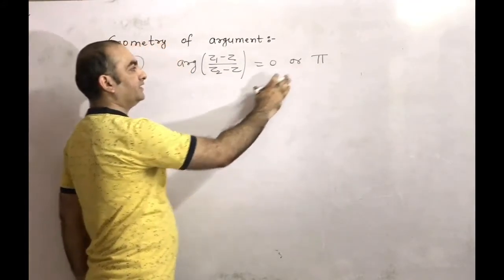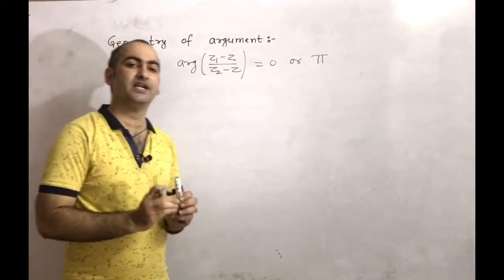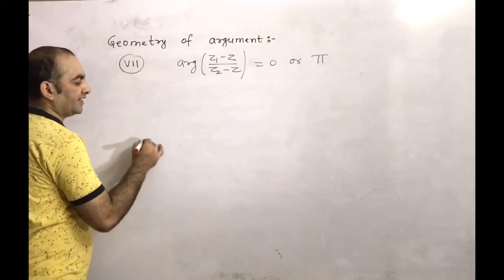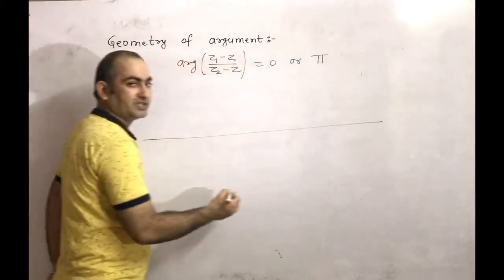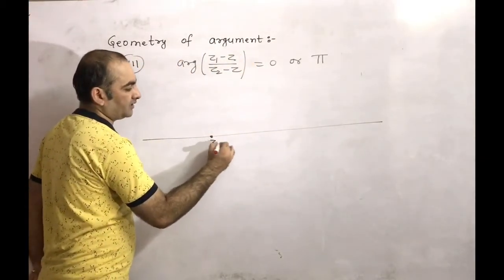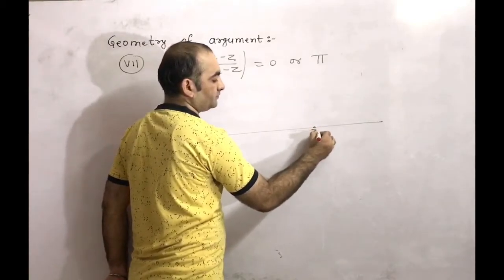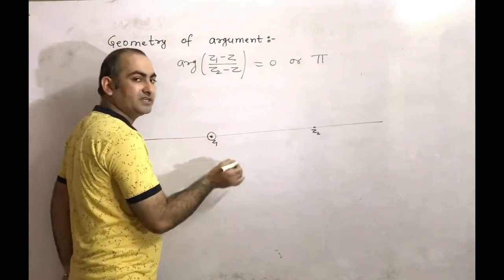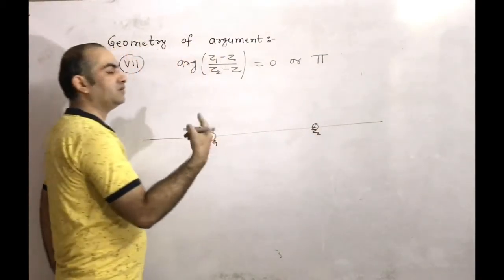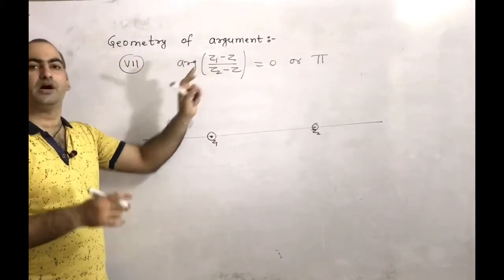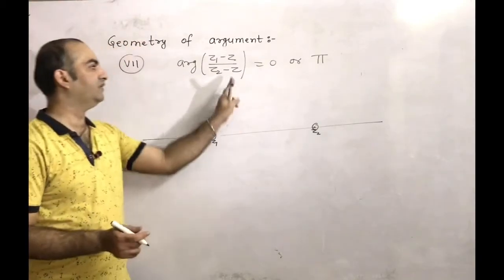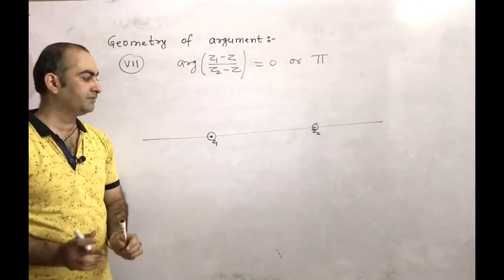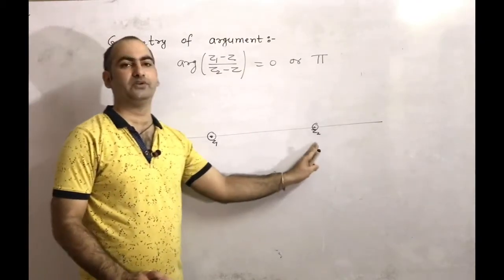Since the argument is 0 or pi, we can say that z1, z and z2 will lie on a line. So we are taking a line with two fixed points, one is z1, the other is z2. Here z is not equal to z1 and z is not equal to z2. If z equals z1, the numerator is 0 and the argument of 0 is undefined. If z equals z2, the denominator is 0, which is also undefined. So z equal to z1 or z2 is not possible.